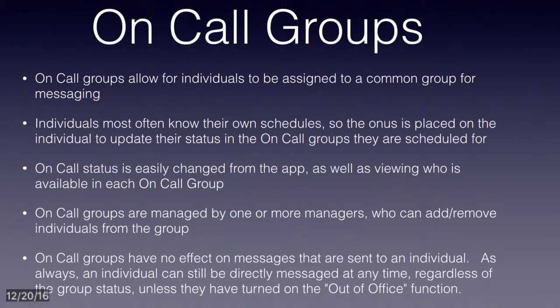Let's talk about on-call groups now. On-call groups allow for individuals to be assigned to a common group for messages that are sent to the entire group. Individuals most often know their own schedule, so the onus is now placed on the individual to update their status in each on-call group that they are scheduled to participate in. On-call status is easily changed from within the app, as well as viewing who is available in each on-call group. On-call groups are also managed by one or more managers who can add or remove individuals from the group and also change the status of individuals within the group.